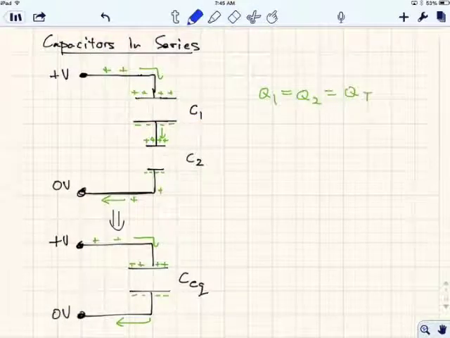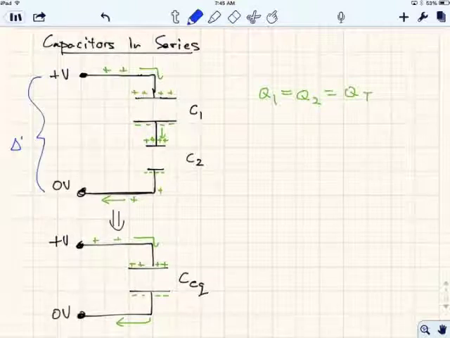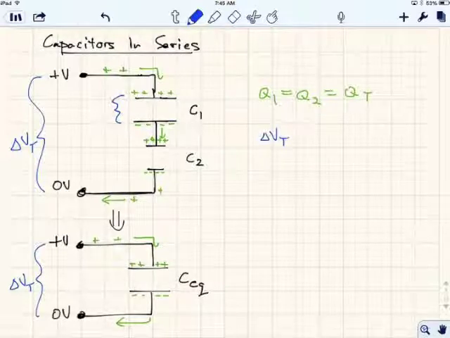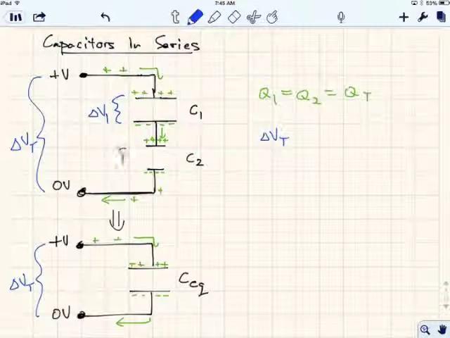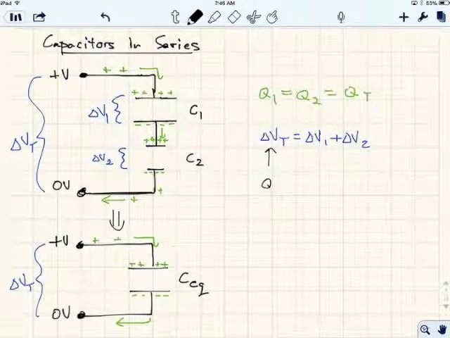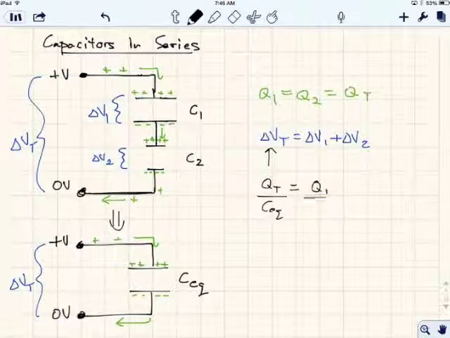Now in terms of electric potential, there's a change in electric potential, a total change across the terminals of the battery. So you have delta V total. This has to be equal to the change in potential across capacitor 1 plus the change in potential across capacitor 2. Now we're going to use the capacitance equation to figure out what this equivalent capacitance is. So this change in potential can be written as the total charge divided by the equivalent capacitance. This is equal to the charge on plate 1 divided by capacitance 1 plus charge on plate 2 divided by capacitance 2.